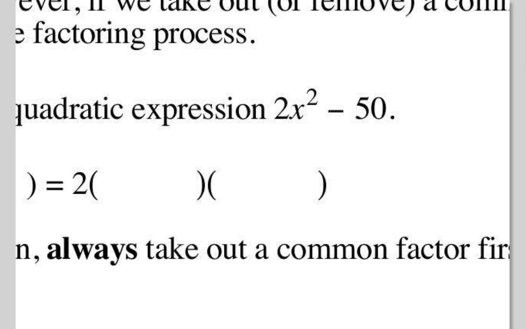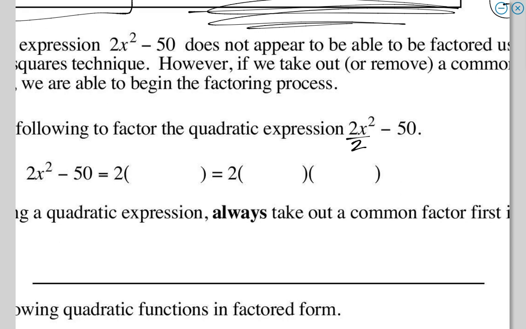Well, they don't actually both have x, do they? So you can't take out any x, but the book is prompting you to take out a 2 because both of those terms are divisible by 2. What if you divide that by 2? You get x squared, the 2, and then, good, minus 25. And then this right here is a difference of 2 squares, right? So then you get x plus 5 and x minus 5.